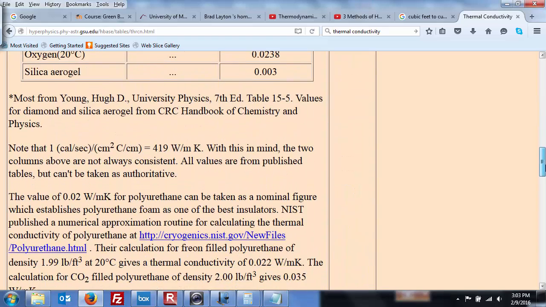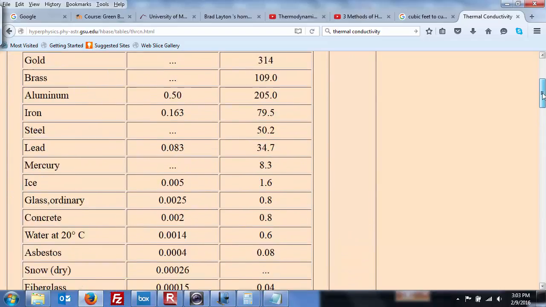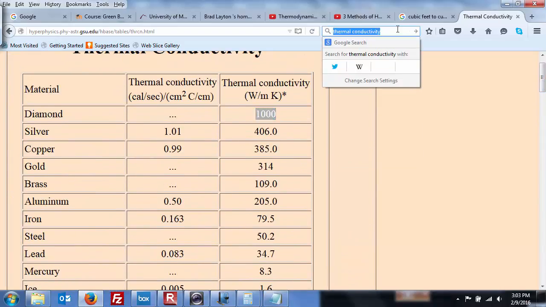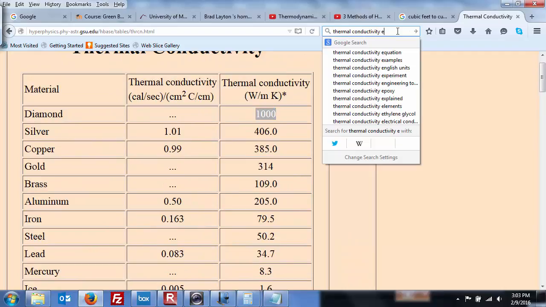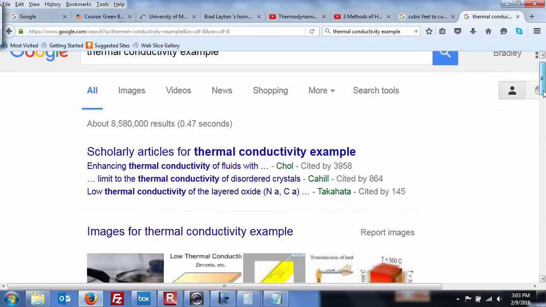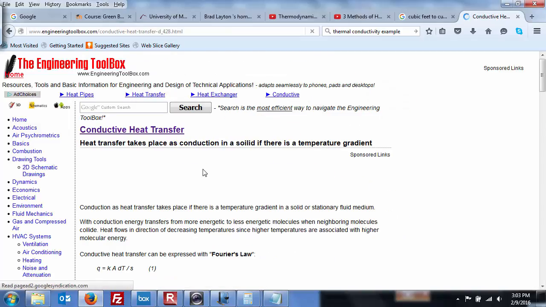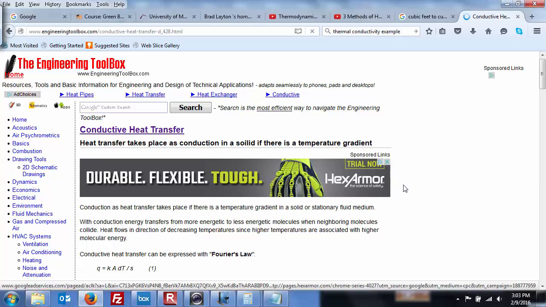Let's see if we can't find a little thermal conductivity example. Scholarly articles. Yeah, conductive heat transfer. I like this Engineering Toolbox too. Okay.